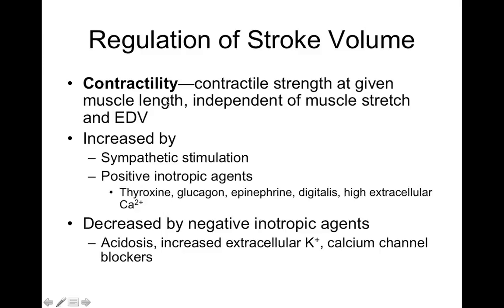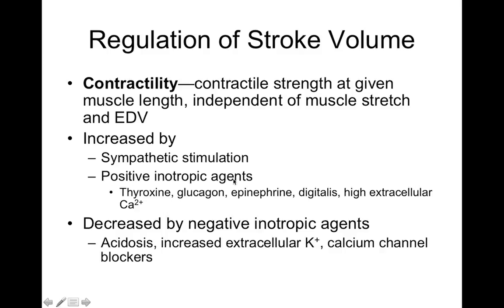Now, there are other things that can also increase contractility, things like sympathetic nervous system stimulation. We knew that, because if your sympathetic nervous system stimulates the heart, it not only increases heart rate, but it also increases contractility. Does the parasympathetic nervous system affect contractility? No, not really. So mostly just the sympathetic nervous system.